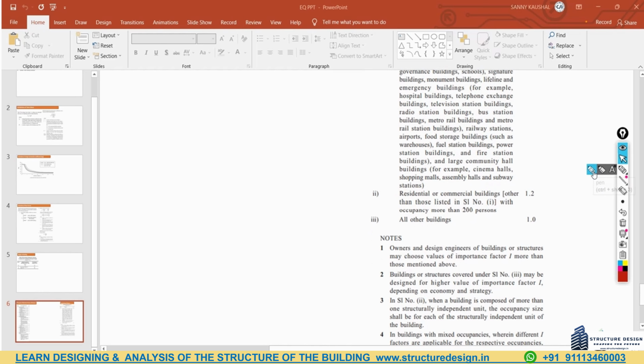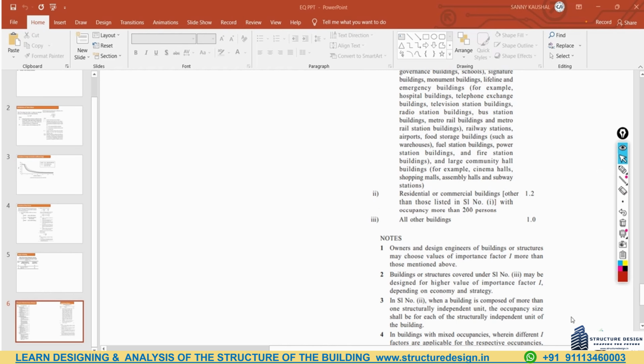Also, if you look at the notes here, it is clearly written that owners and design engineers of the building or structure may choose values of importance factor more than those mentioned above. You have the right to choose a higher factor of safety, or we can say importance factor, if you want it in your design. One thing you have to remember is that you cannot reduce any factor, you can only increase it. You are given permission for increasing, not for reducing.